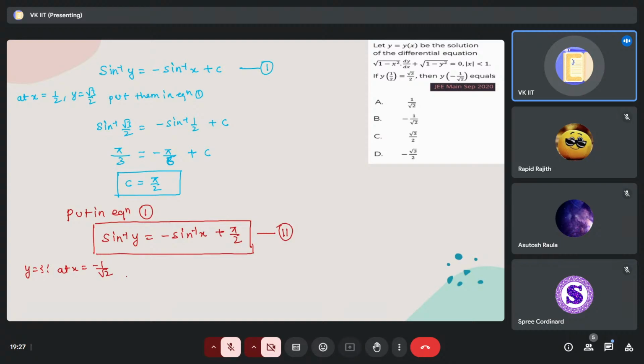So the y value will become sine of 3 pi by 4. And that will be actually nothing but 1 by root 2 only, because pi minus pi by 4 is in the second quadrant. Okay, so what is the answer? A option is the correct answer. Is that clear?